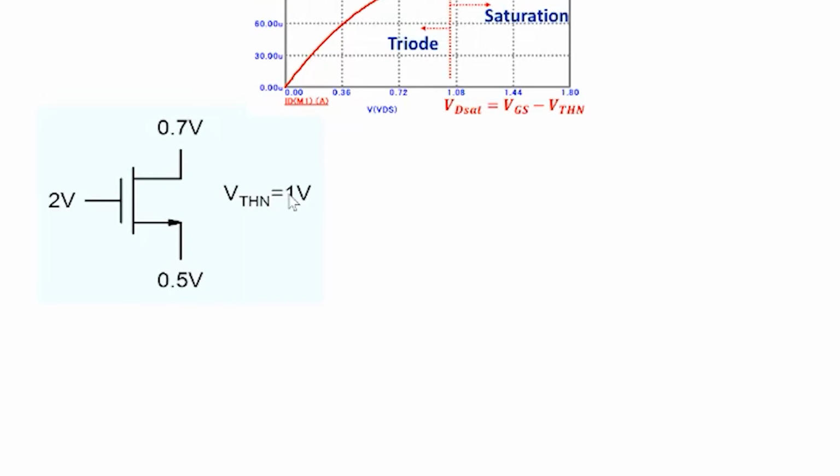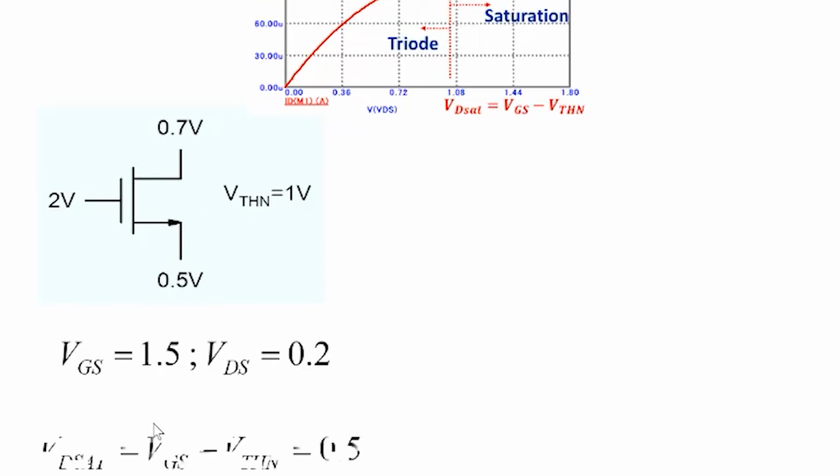The next thing is to figure out whether we are in saturation or triode. VGS is 1.5, the gate voltage 2 minus the source voltage 0.5. VDS is 0.2. VDSAT is what decides whether it's in the saturation or triode region, and VDSAT is VGS minus VTHn, which is 0.5. So our VDS is less than VDSAT, and we are in the linear region. That's how we figure it out. Now if we want to find the current flowing through the MOSFET, we can use the expression for current in the linear region of the characteristics.